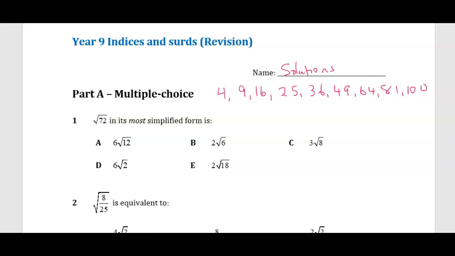When you're simplifying, just rewrite 72 with your square factor first, so 36 times 2 gives you 72. The reason why we write the 36 first is so I remember that I do square root of 36 times the square root of 2. Square root of 36 is 6, so 6 root 2. So the correct answer for that one is D.